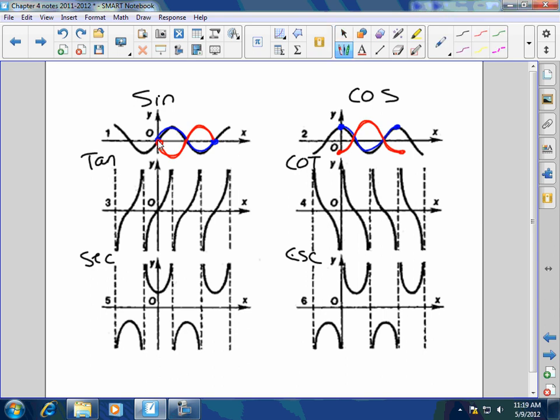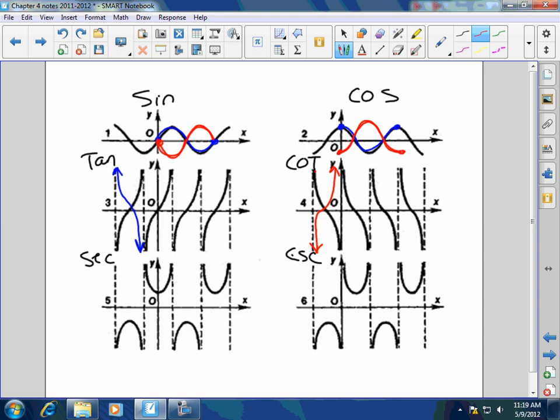This would be my positive tangent going up from left to right. My negative tangent would go down from left to right. This is my cotangent. My cotangent, as you can see, is going down from left to right. The negative one would go up from left to right. Please notice that they're the reverse of the tangent.